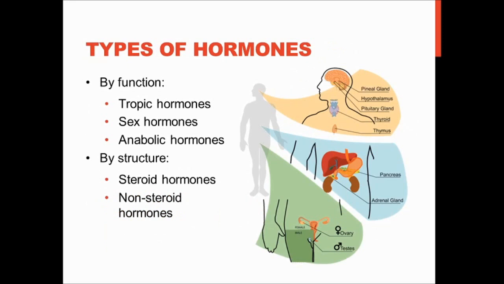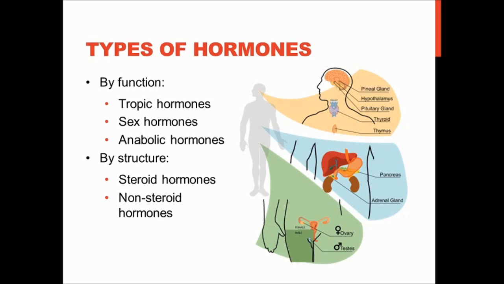Hormones can be separated by function and also by structure. When they're separated by function, they're either tropic hormones, sex hormones, or anabolic hormones. If we remember way back when we talked about cells and metabolism, anabolic means to build something up. Hormones can also be categorized by structure, and in this case, they're either steroid hormones or non-steroid hormones. Steroid hormones means that they are made from cholesterol. Non-steroid hormones are usually based on proteins or amino acid structures.